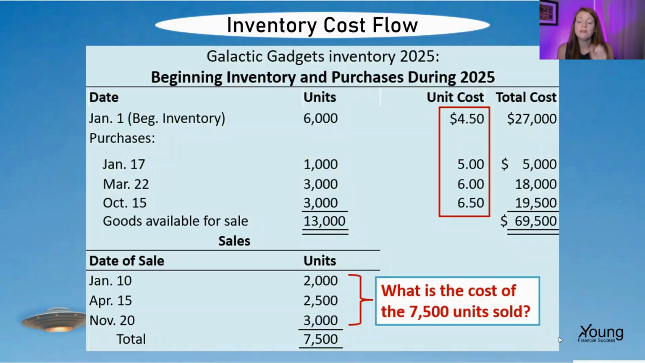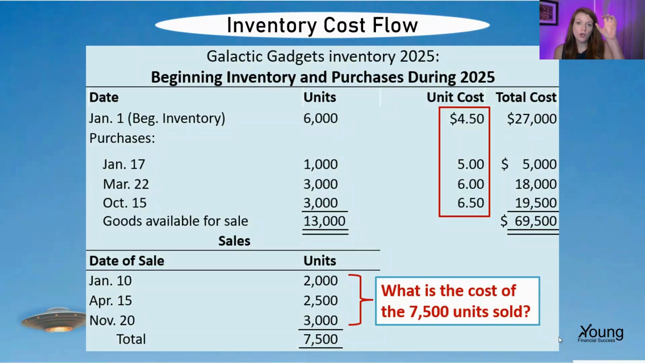On January 17th, they purchased 1,000 more units. The price had bumped up to $5 a unit. Just follow it across. When we multiply 1,000 units times $5, it's $5,000. March 22nd, we buy another 3,000 units. Now the price is going up to $6. 3,000 times $6 is $18,000. And then October 15th, we bought another 3,000. The price has gone up even more to $6.50, meaning our total cost on October 15th was $19,500.